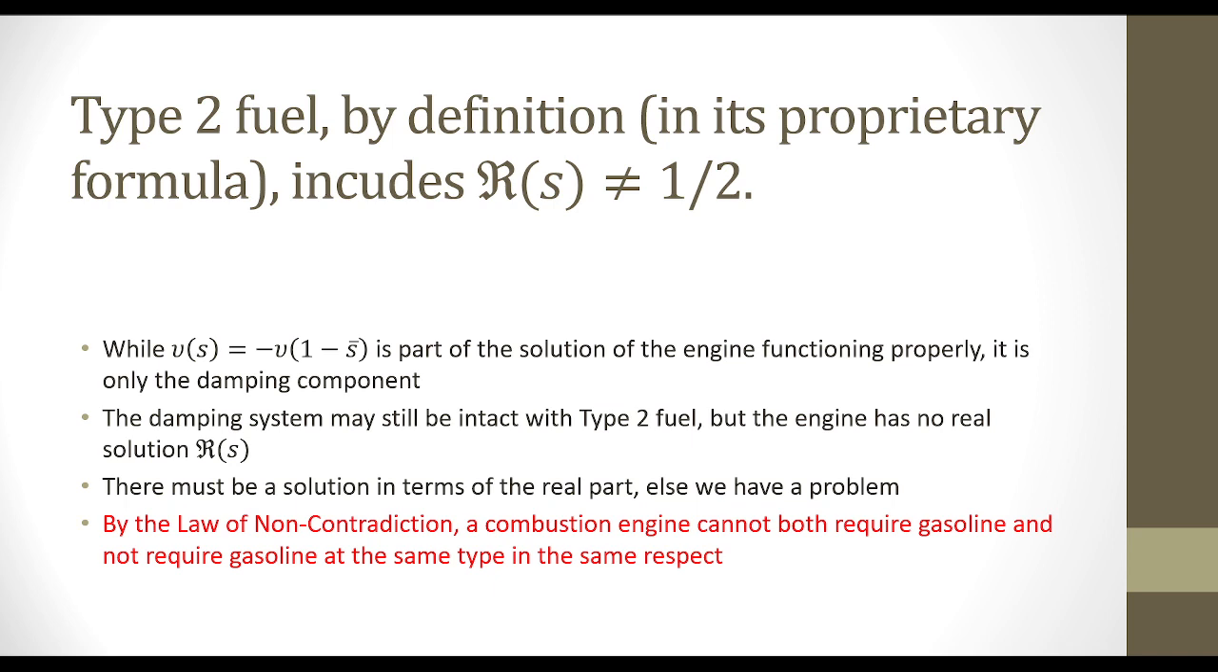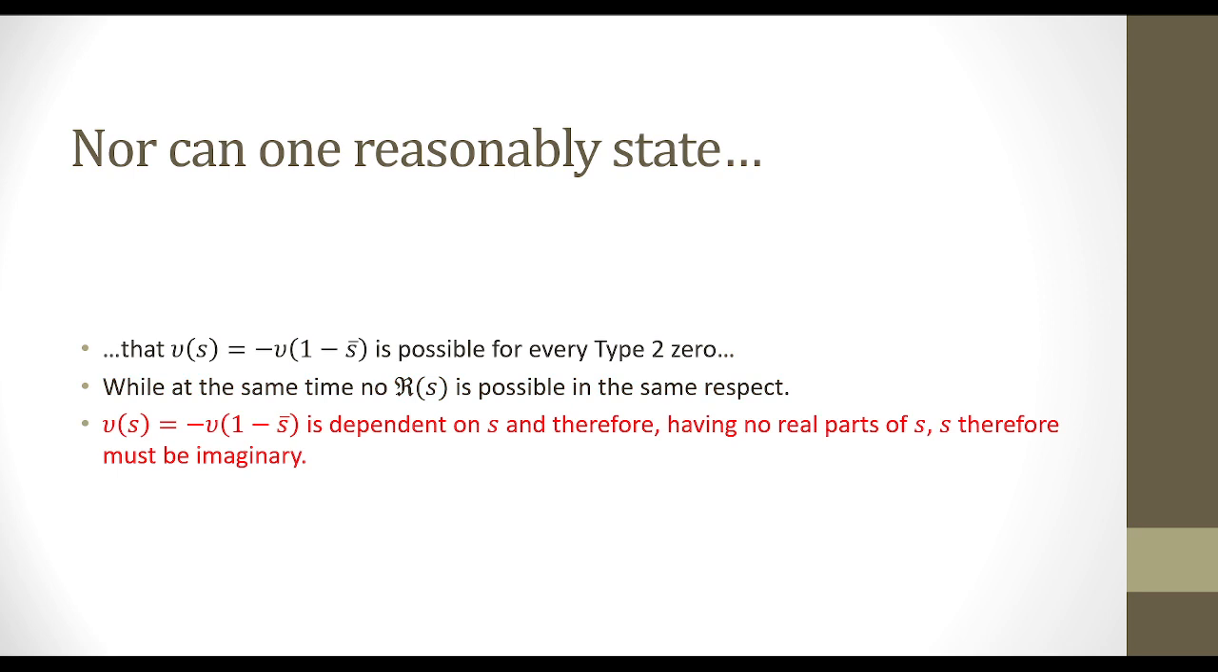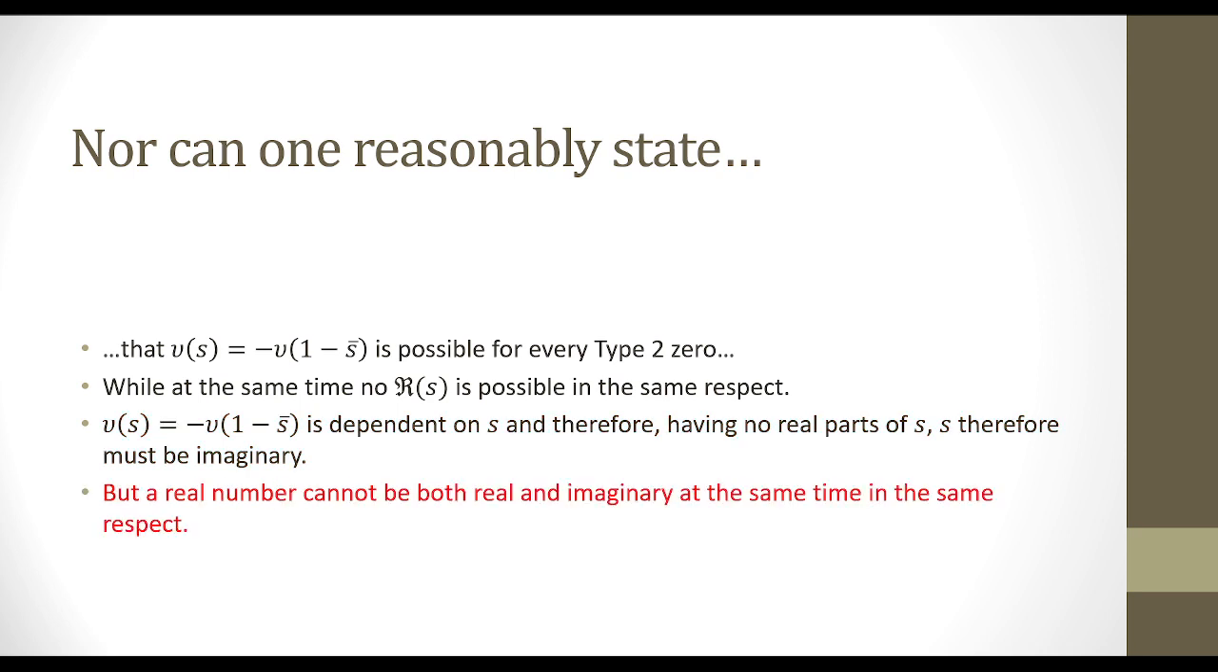By the law of non-contradiction, a combustion engine cannot both require gasoline and not require gasoline at the same time in the same respect. Nor can one reasonably state that upsilon of s equals minus upsilon of 1 minus the complex conjugate of s is possible for every type 2 zero, while at the same time no real part of s is possible in the same respect. Upsilon of s equal to minus upsilon of 1 minus the complex conjugate of s is dependent on s, and therefore, having no real part of s, s must be imaginary, which is actually the way you derive it. You get an imaginary solution. But a number cannot be both real and imaginary at the same time in the same respect.